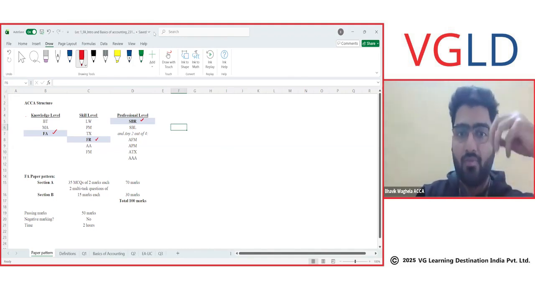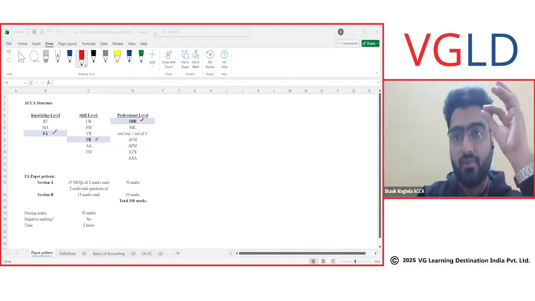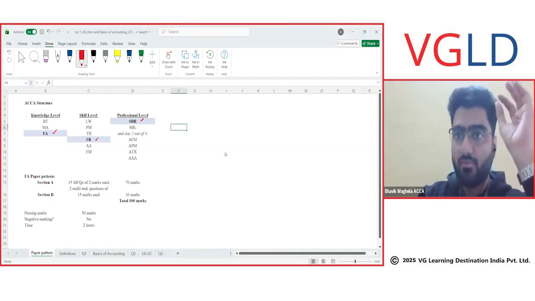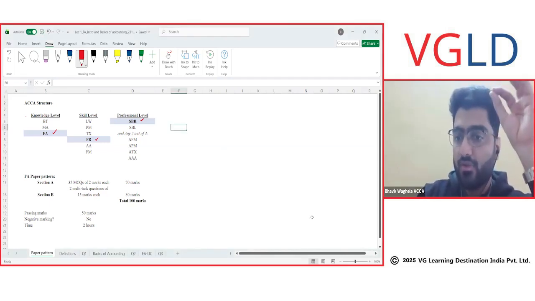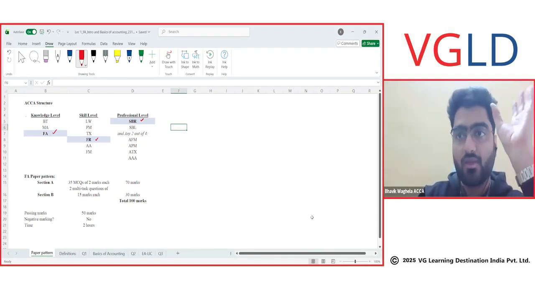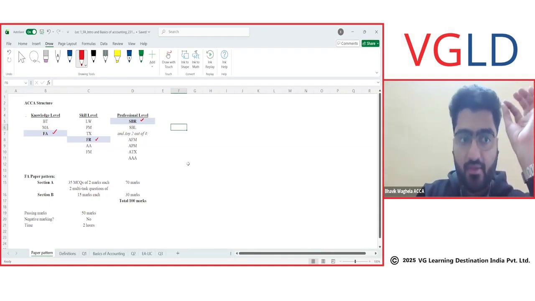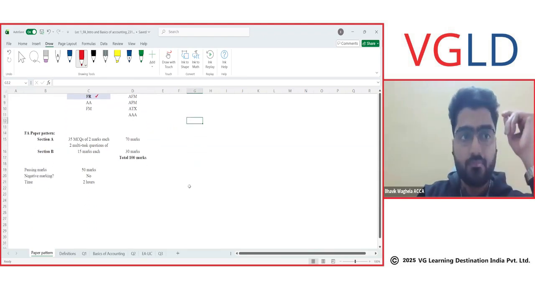Fine. So I will tell you everything you need to do. You just have to stick to the FA paper. Just stick to what I'm saying. Now let us understand the paper pattern.